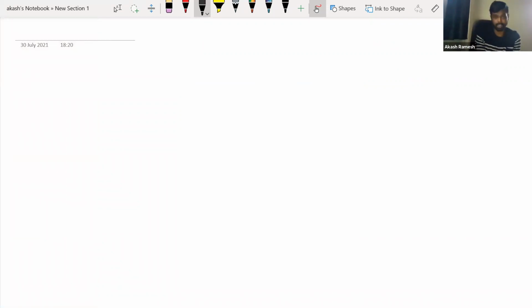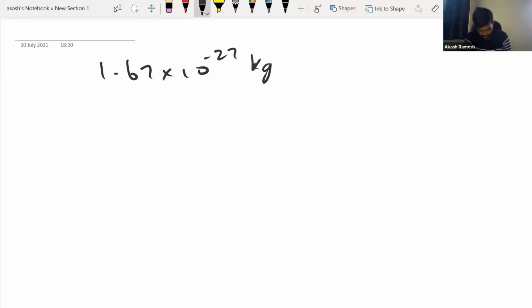So anyways, I was telling that question, right? The question is: find the wavelength associated with a proton of mass 1.67 into 10 to the power minus 27 kg, moving with a velocity of 10 to the power minus 3 meter per second.